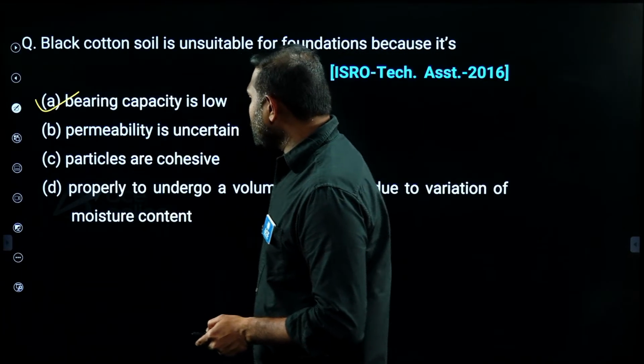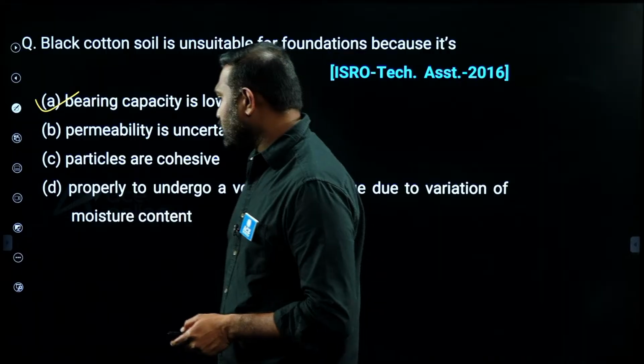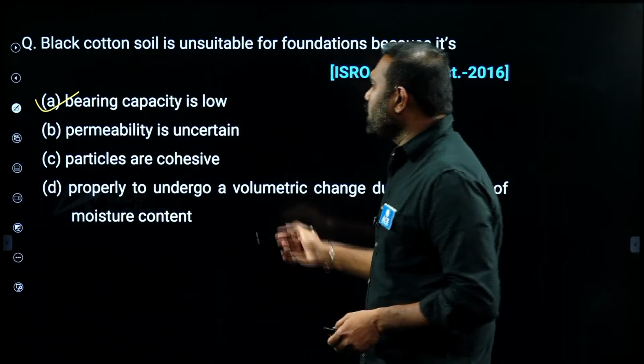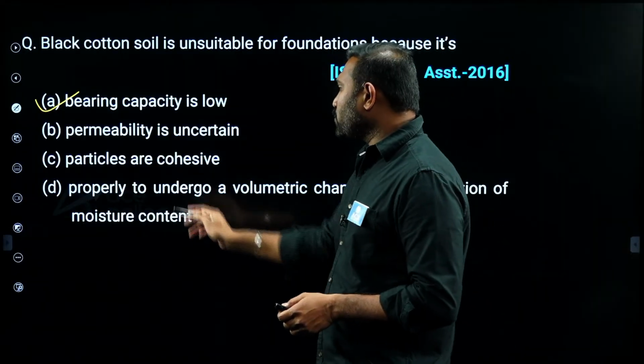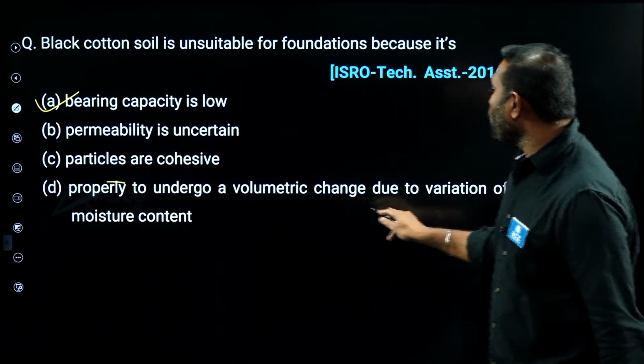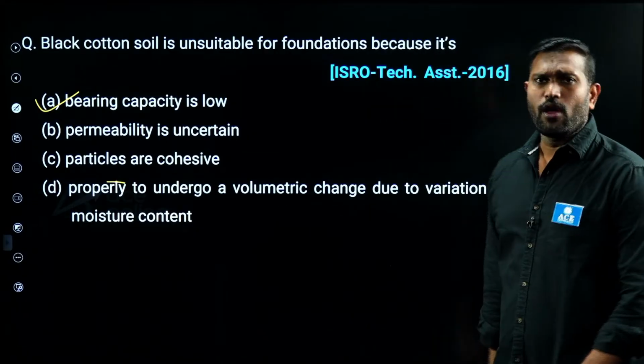One of our students is asking, sir, can it be option D? For this soil, black cotton soil is unsuitable for foundation. Permeability, particles causing the property. This is a property because it is the property to undergo a volumetric change due to variation of moisture content.